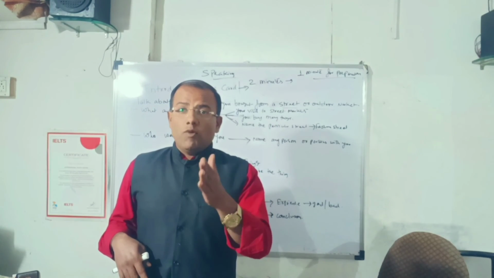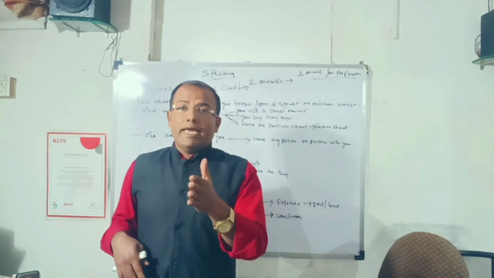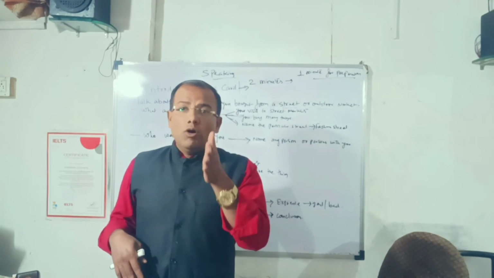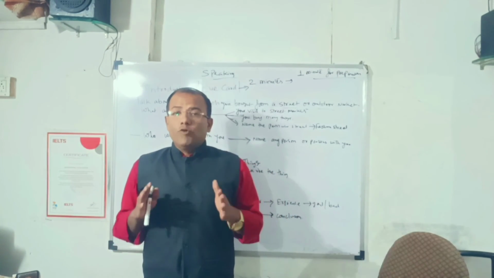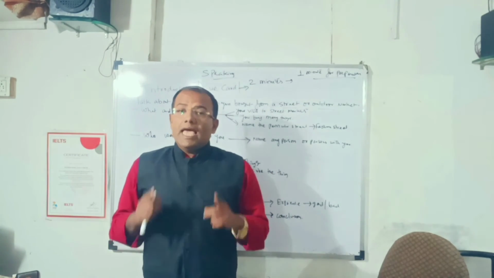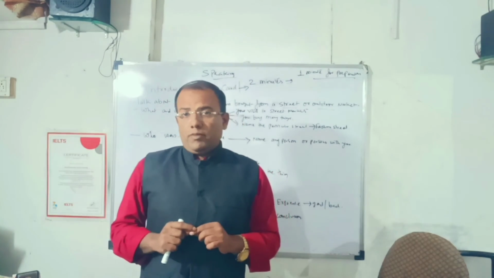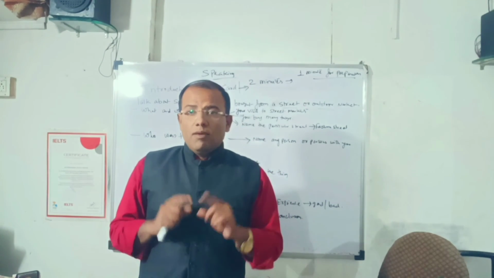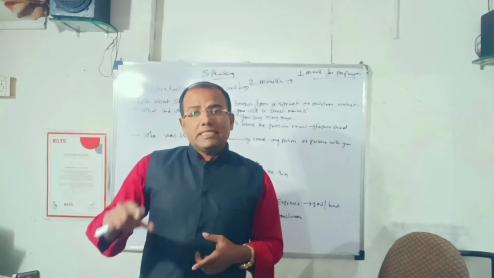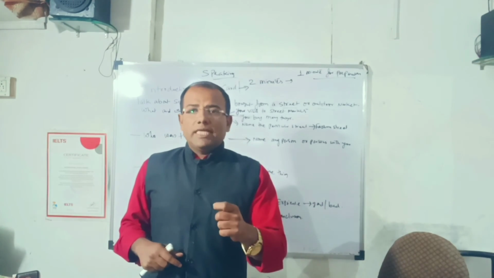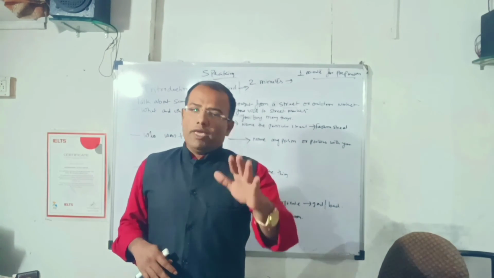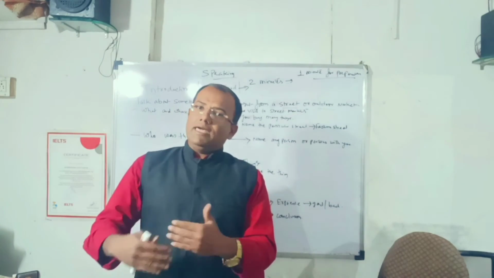If you speak for 1 minute and 30 seconds, you may get 6.5 or 6, not 7. So if you want to get full marks, you have to speak for 2 minutes, and the examiner will stop you. You don't have to stop yourself, because the examiner has a timer watch. So when 2 minutes are over, the examiner says okay, stop, and then the examiner will start the discussion part.